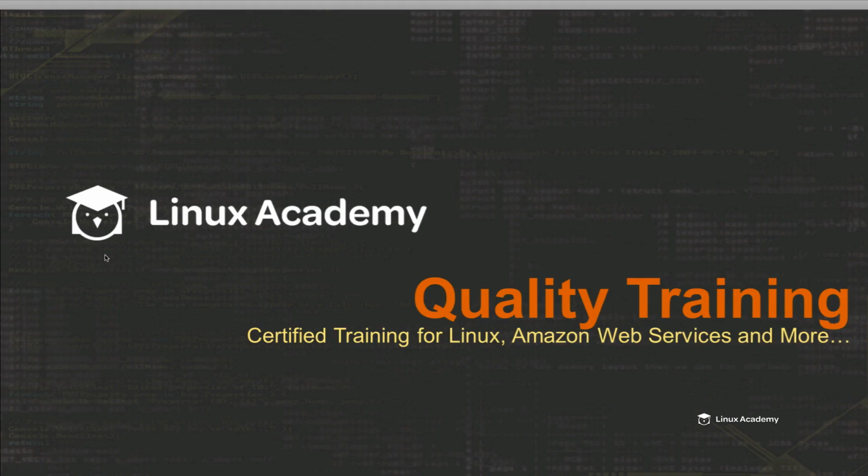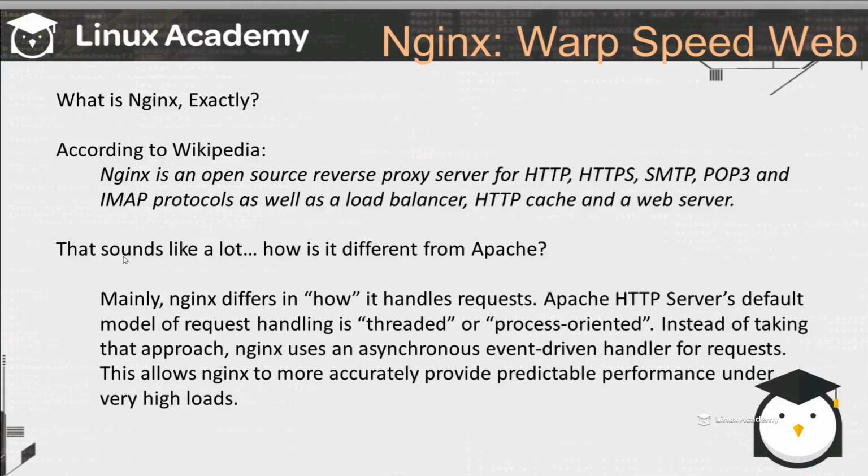That Apache is king of the hill, why is Nginx beginning to gain traction in terms of the traffic that it serves for web connectivity? So let's go ahead and take a look at what Nginx is and why that may be. So what is Nginx exactly? Well, let's go to the source, and according to Wikipedia, Nginx is an open source reverse proxy server for HTTP, HTTPS, SMTP, POP3 and IMAP protocols, as well as a load balancer, HTTP cache, and a web server.